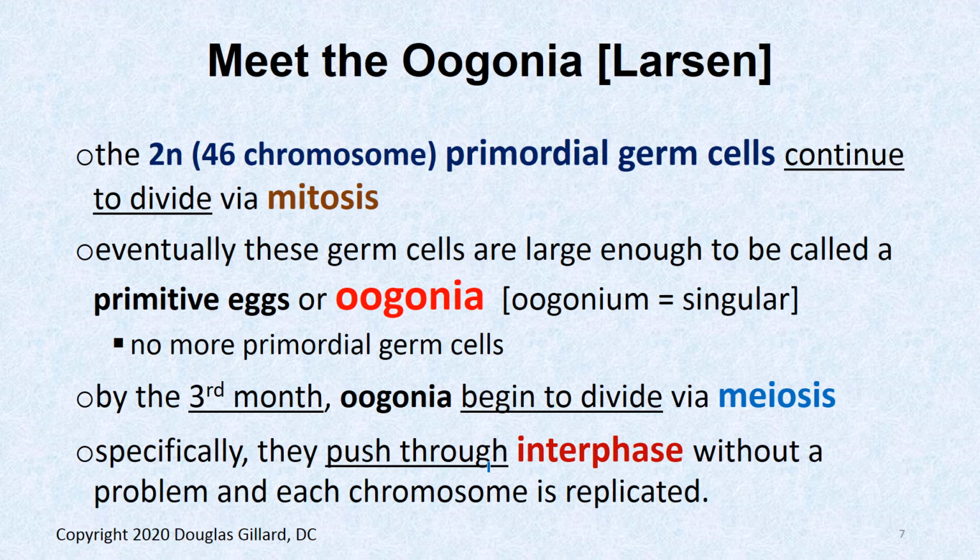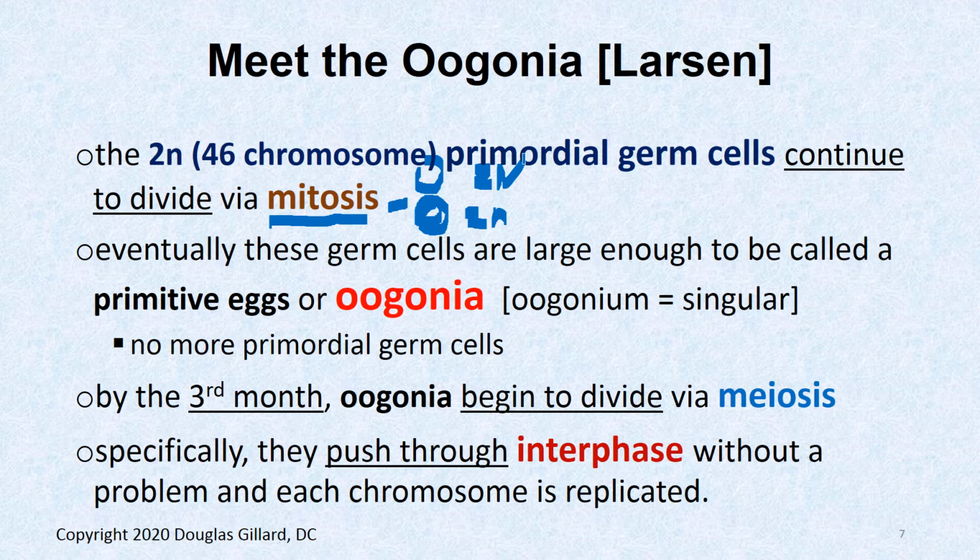So meet the oogonia. We have a new word. These primordial germ cells, and there are many of them, are dividing through mitosis. So remember, is mitosis a reduction division? What happens when you split into 2 cells here? Well, nothing. It's not a reduction. There's still 2N. Each one of those is 2N, so 46 chromosomes, but they are dividing.